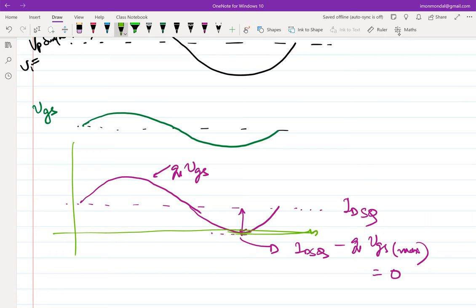That gives that I know IDSQ minus GM times VGS has to be greater than or equal to zero. Then I get the upper limit on this VGS. You get an upper limit in the negative half cycle. You get two limits: one is when the signal swings below, and the other is when the signal swings above. VGS max is a positive value. That's correct.